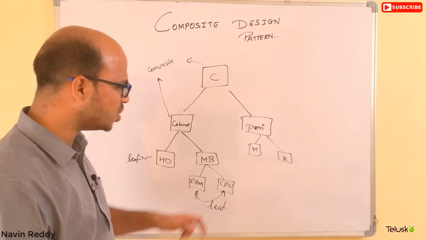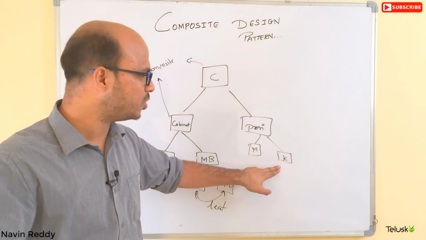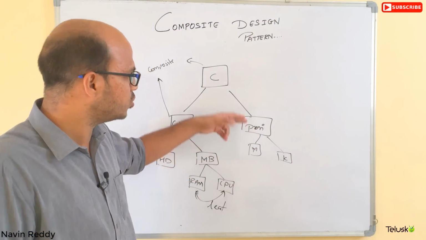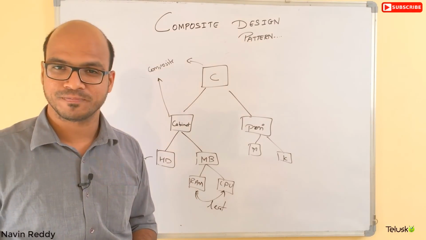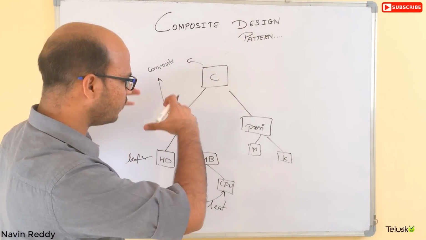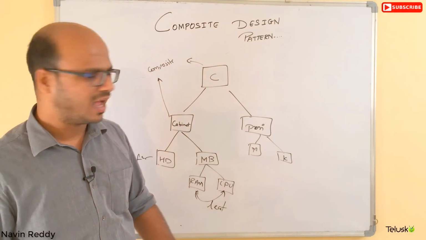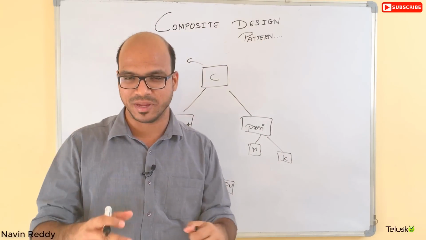For example, if I want to get the price of a keyboard, I should also be able to get the price of a peripheral device. If I want to get the price of a peripheral device, I should also be able to get the price of the computer, right? So if you want to create something like this, that's where you use the composite design pattern. Again, how to implement this, we'll see in the practical video.